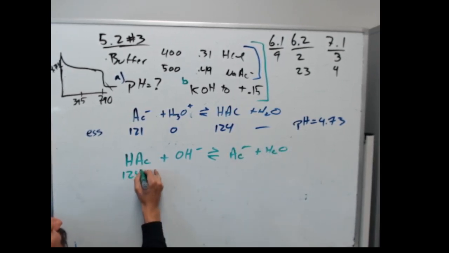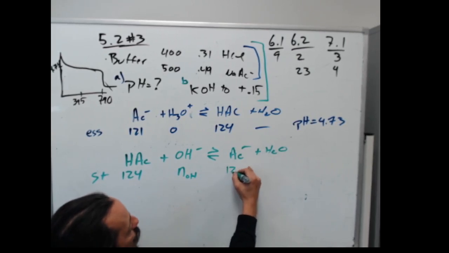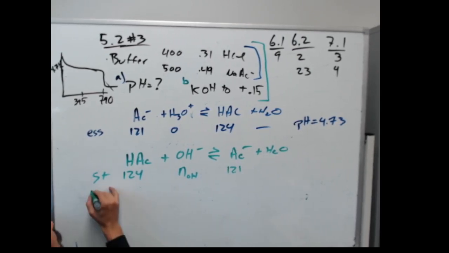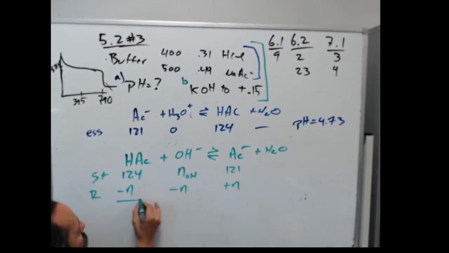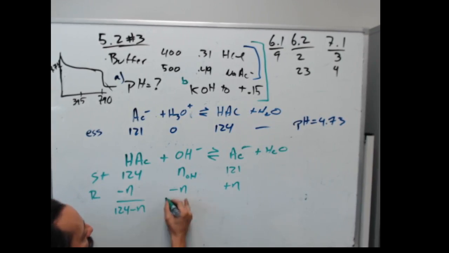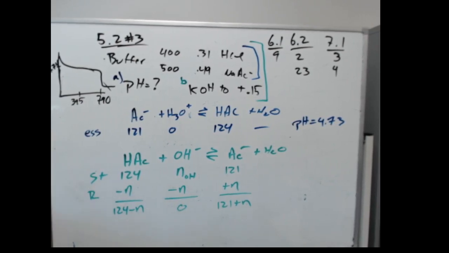Where I've got 124 here for my start. I've got some unknown number of moles. I'm asked how many moles, and I've got some 121 here. My reaction step would be minus n moles, plus n moles, and I'd get 124 minus n, get 0, and I'd get 121 plus n. And this makes sense because when I add base, it uses up some of my weak acid and converts it into conjugate base. And as long as I don't add too much base, I'm still in the buffer range.